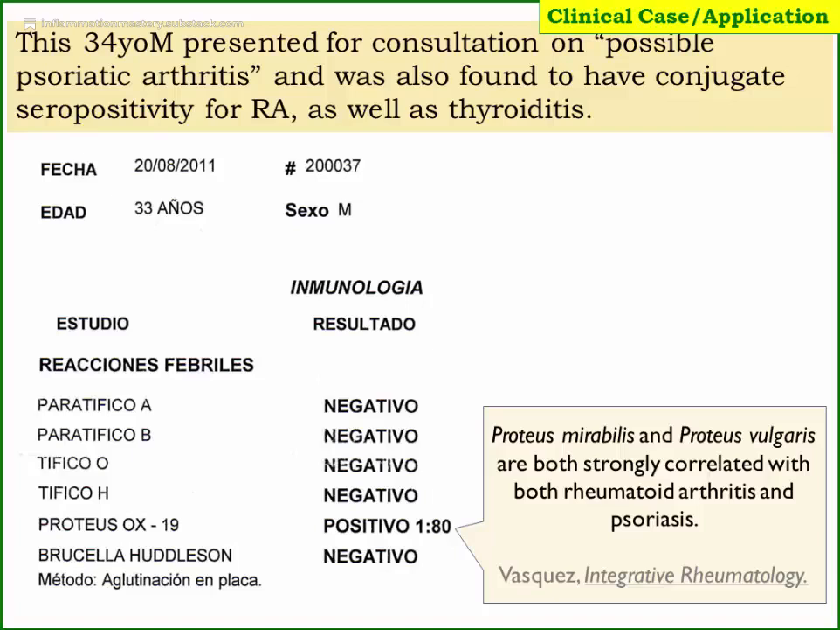What we're looking at here towards the bottom of the page are antibody titers against specific microbes. In this case, he came back positive with a 1 to 80 titer for anti-Proteus antibodies. So that would support, and that would be consistent with the research that we looked at on the previous page, that Proteus is connected with rheumatoid arthritis. And as I state here in the text box, Proteus mirabilis is definitely associated with rheumatoid arthritis. Proteus vulgaris also perhaps more strongly associated with psoriasis.